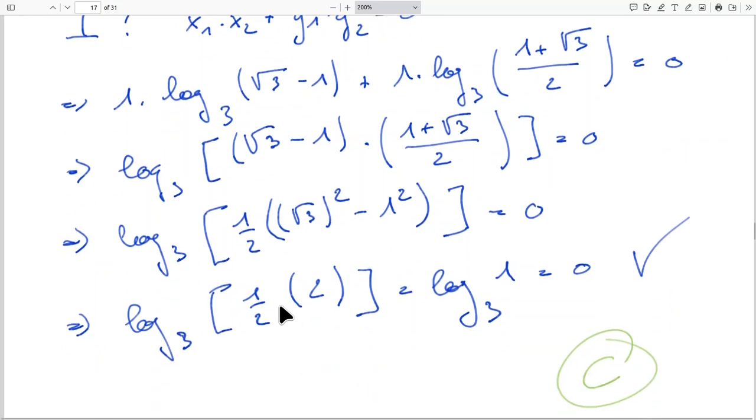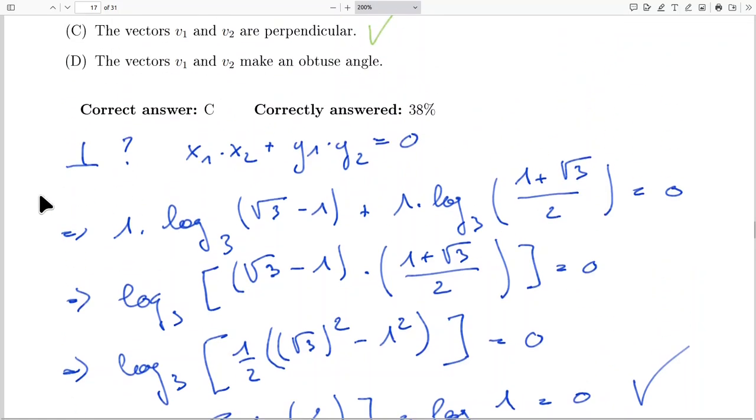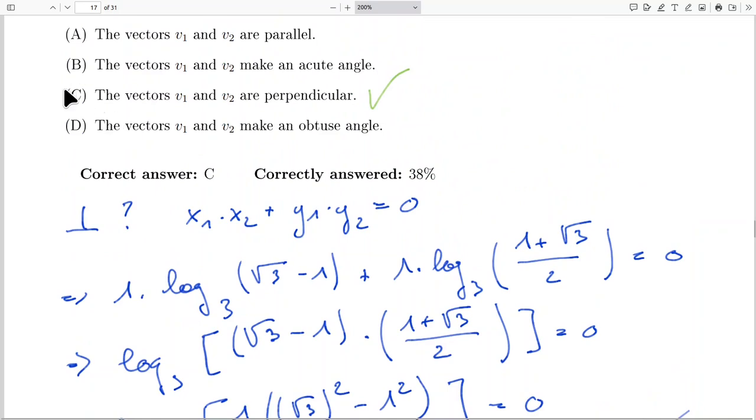So we end up with the log with base 3 of 1/2 of 2, or the log base 3 of 1. The log of 1 is by definition 0. So that pans out, so that means these two are perpendicular and the correct answer is C.